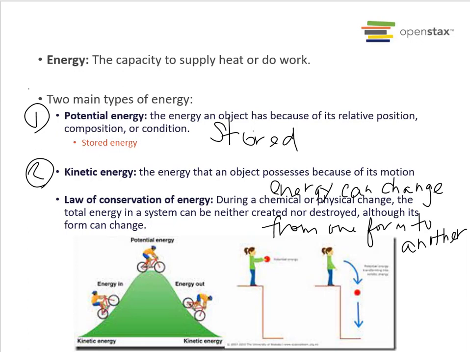Here's another example, where this bike rider has kinetic energy going up the hill. As soon as he gets to the top of the hill, he has no kinetic energy and all potential energy. Then it will start converting, and as he goes down the hill, he gets less potential energy and more kinetic energy. The same goes for this girl holding onto this ball. The ball right now has all potential energy. As soon as she drops it, it loses potential energy and gains kinetic energy.